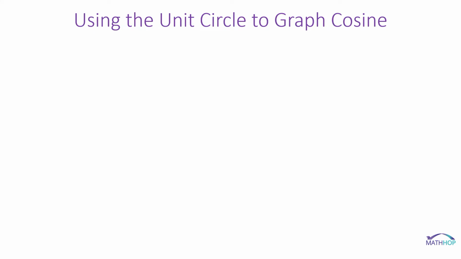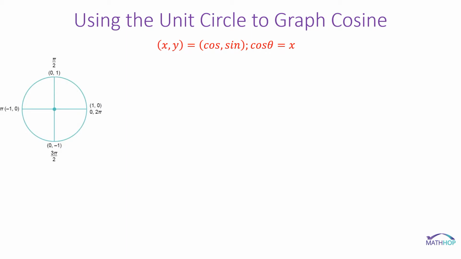Can we use the unit circle to graph cosine just like sine? Absolutely, because if you remember, those points along the circle, those xy coordinates are cosine, sine values. So the x coordinate is the value of cosine. So if we look at our partial unit circle here, for 0 all the way to 2 pi, every x coordinate is going to be your cosine value.